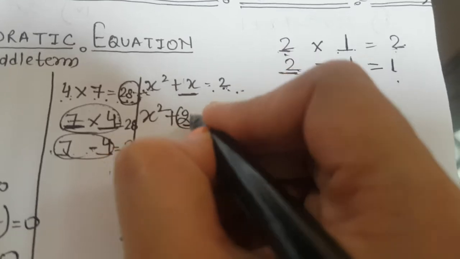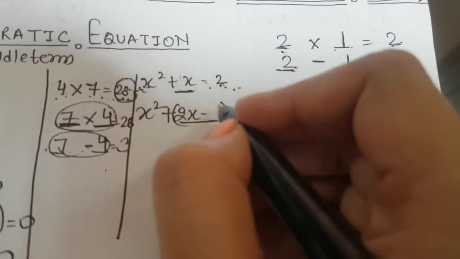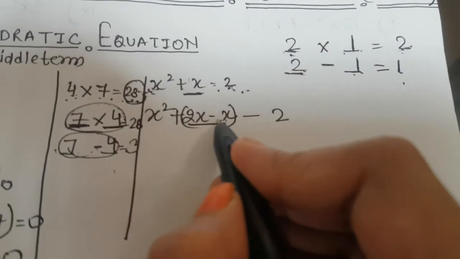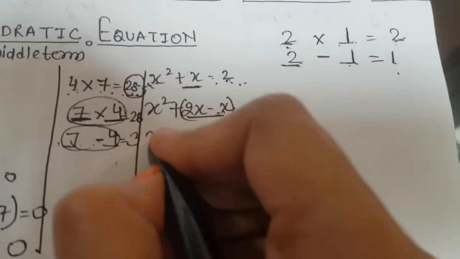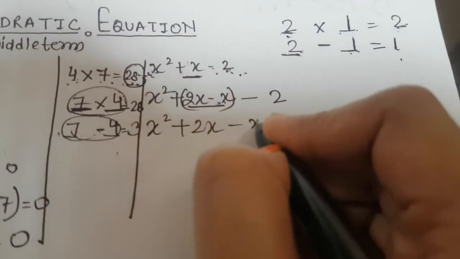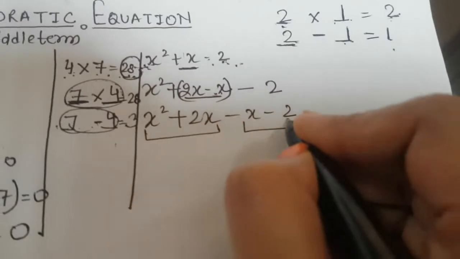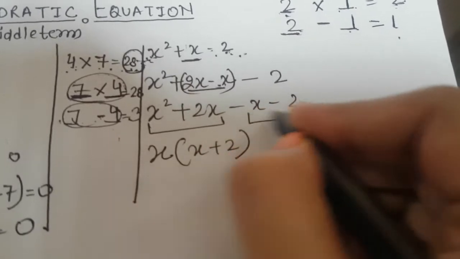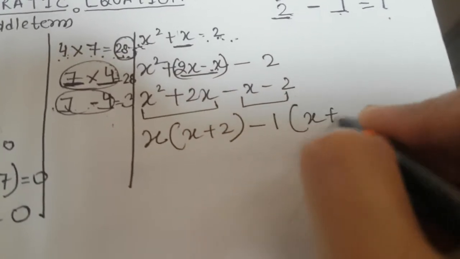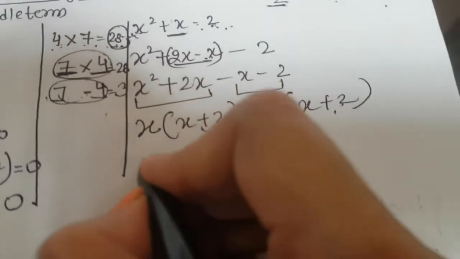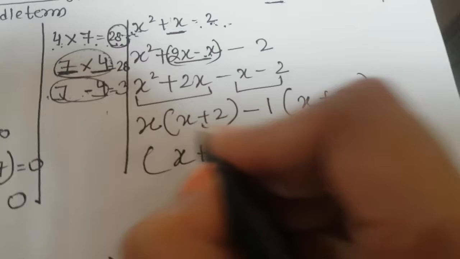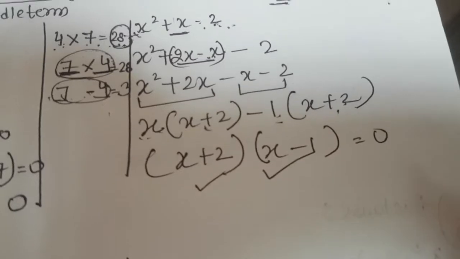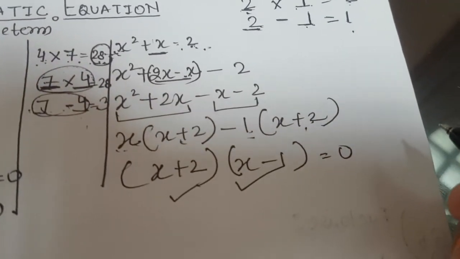So which numbers will we write here? 2x minus 1x. So in place of 1x, what will we write? Only x. If 1 is not written here, it's already known that this is 1x. Now open the bracket: x square plus 2x minus x minus 2. Again 2 pairs. From this pair I am taking x common, so x plus 2 is left. From this pair I am taking minus 1 common, so x plus 2. Both brackets are the same, it means the calculation is correct. So x minus 2 and another factor is x minus 1. So these are the two factors of this quadratic equation. Clear?